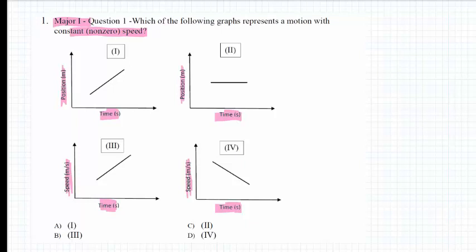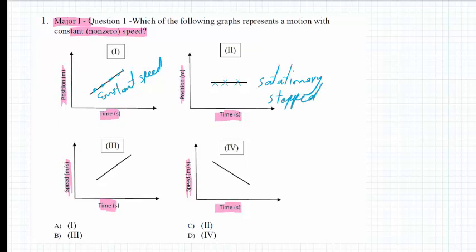Let's analyze the first one. The first one, the position increases linearly over the time. That means the speed here is constant. That means a constant speed. The second one, the position is constant over the time. That means a stationary object, or the object is stopped, does not move.